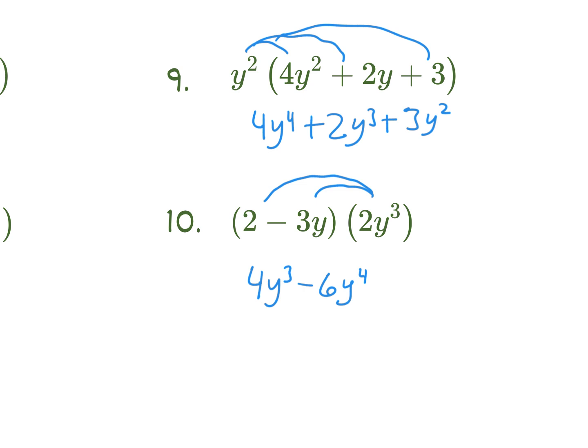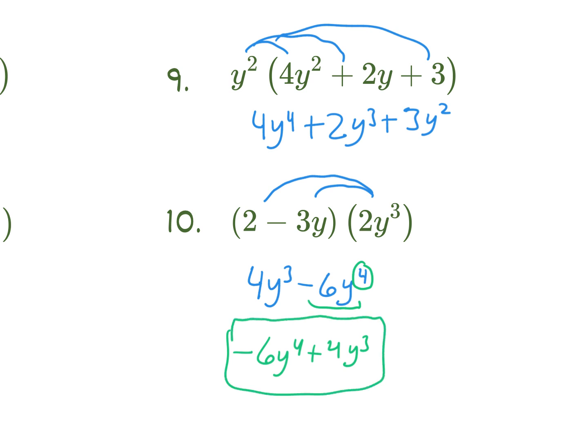I do also know that some of you would write it in standard form. Again, this 4 is our highest exponent. So I'm going to write that term first, negative 6y to the fourth, and then plus 4y to the third. Right? But unless I state in the directions, I don't really care how you write it, as long as you multiplied correctly.